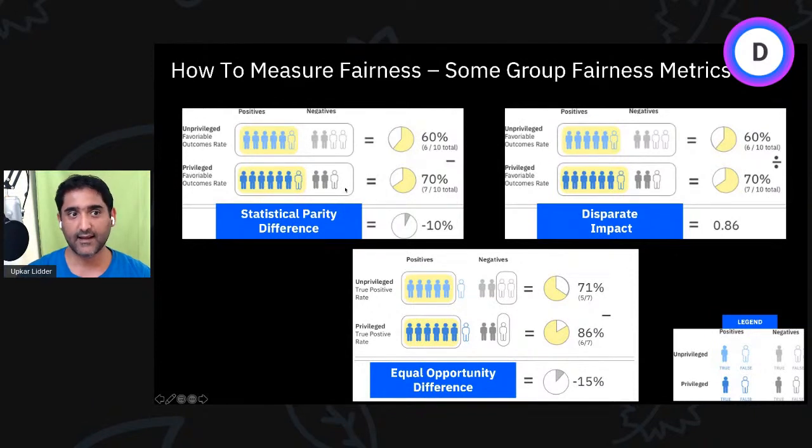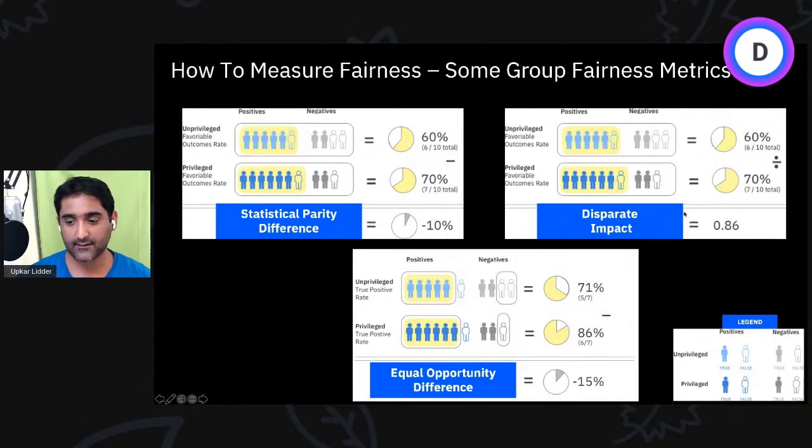And so we can say that the first group has a bias against it, and this is a simple example of just subtracting the ratios and getting to 70 minus 60, 10%. So it's a very easy metric to understand, and this is the one that COMPAS was using to state that their algorithm is completely fair, because they were getting this predictive parity as close to 0 as possible.